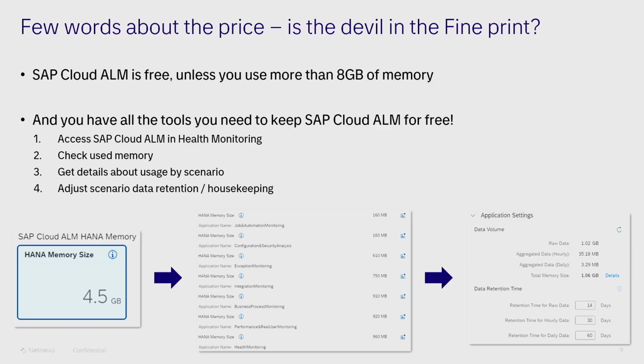So in health monitoring, I can access SAP Cloud ALM and see how much memory is actually used. In my case, it's 4.5 gigabytes. If I click on it, I will immediately see which scenario is using how much memory. That helps me fairly quickly navigate to whatever needs my attention. And then if I decide that, for example, real user monitoring data or health monitoring data I do not need in such granularity or for so much time, I can just change these values, save it, and it's done. Tomorrow, the amount of data will decrease.